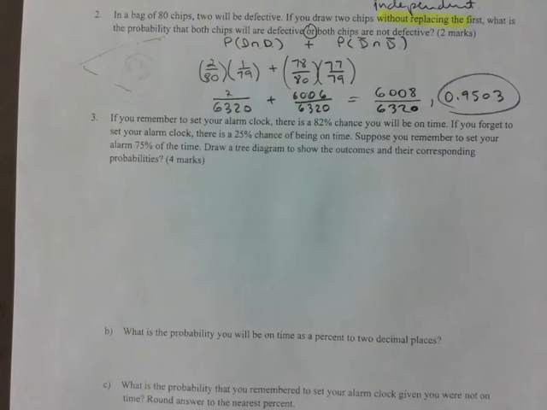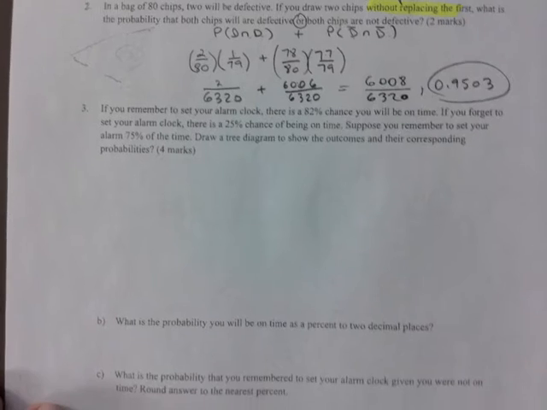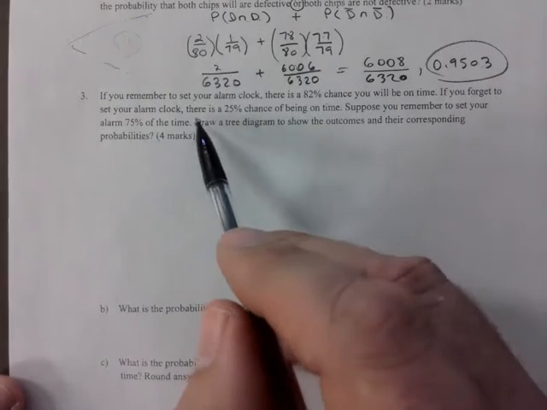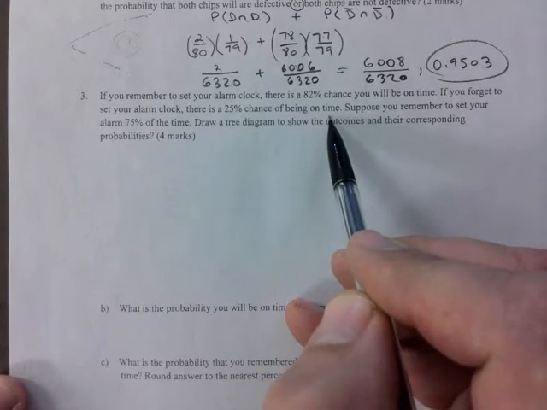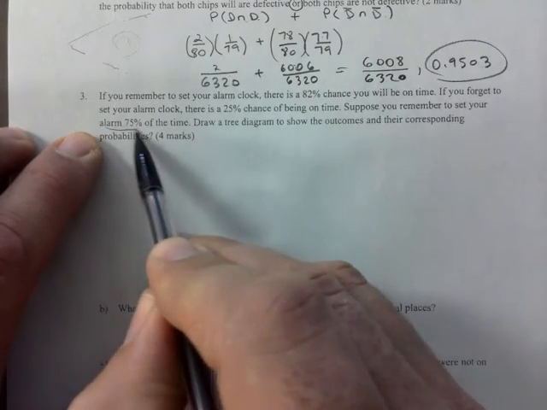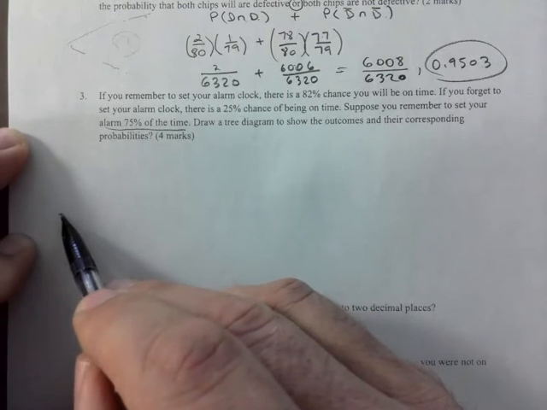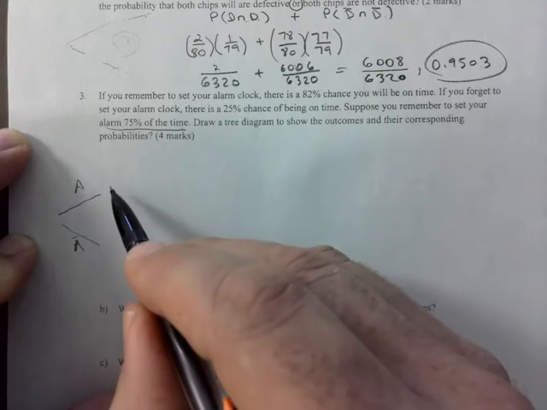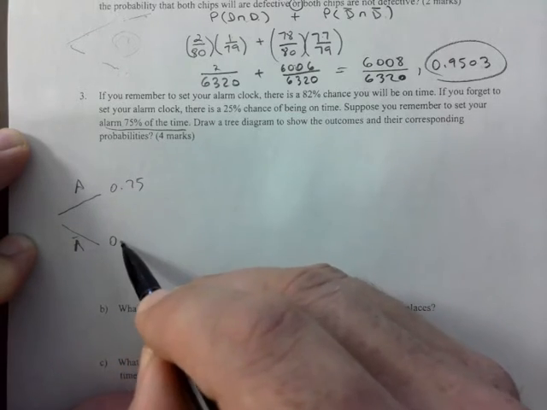Okay, this one you should recognize. There'll be at least one on the test like this. At least one, there's one for sure waiting for you there. So if you remember to set the alarm, there's an 82% chance you'll be on time. If you forget, there's a 25% chance of being on time. Suppose you remember to set your alarm 75% of the time, draw a tree diagram. So setting the alarm is what precedes everything. So alarm, not alarm. That'd be 0.75, 0.25.